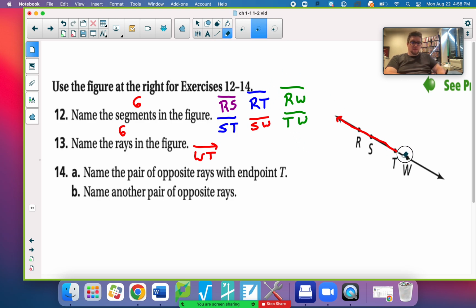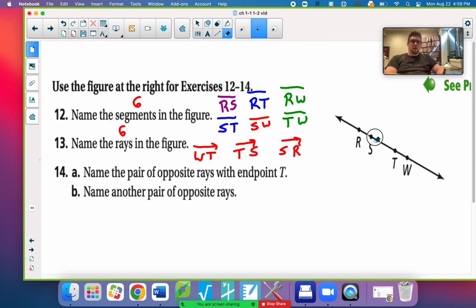We then have this ray, where T is our endpoint, TS. And TS is TR. They're the exact same ray, so we're only going to write it once. And then our last ray is SR right there. So there's 3 of them.